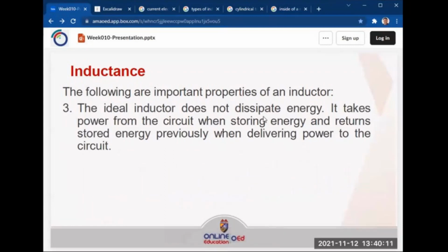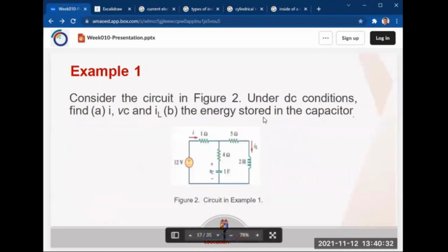Number 3, the ideal inductor does not dissipate energy. It takes power from the circuit when storing energy and returns previously stored energy when delivering power to the circuit. So we have here a few examples. Let's solve some examples.